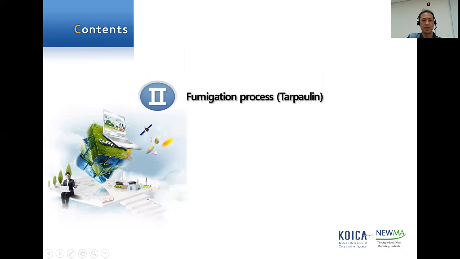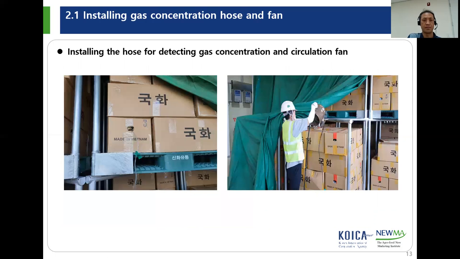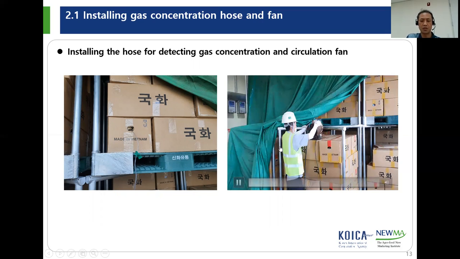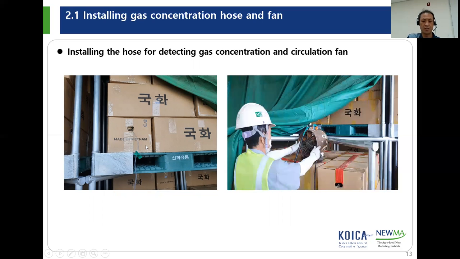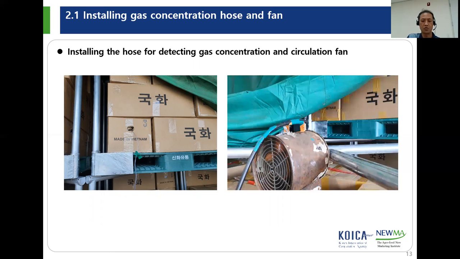Fumigation procedure is as follows. At first, the gas concentration hose and the circulation fan should be installed. The gas hose for detecting gas concentration of methyl bromide should be inserted in the box of commodity like this, and then the circulation fan set to introduce or circulate methyl bromide.